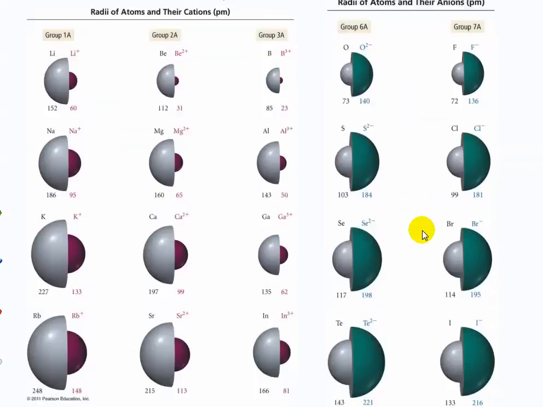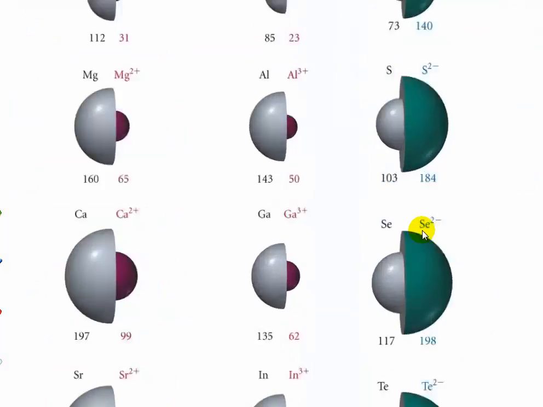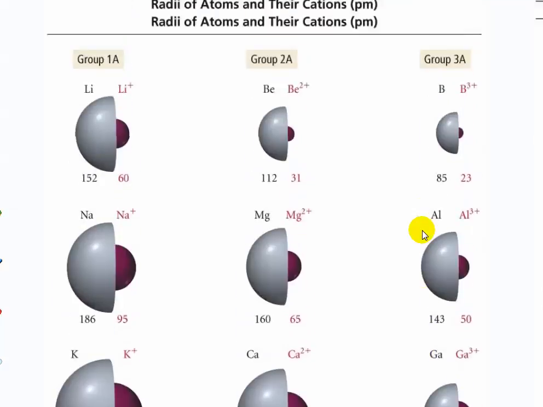So let's look at some of these and try to explain them. Here are some figures from your book where you talk about an atom and its cation. Let's first go across period number 2. We've got lithium, beryllium, and boron. That number is in picometers, which is 10 to the minus 12th meters. And you see that lithium is a little bit bigger than beryllium, which is a little bit bigger than boron. Don't worry about the ions right now, just the atoms.